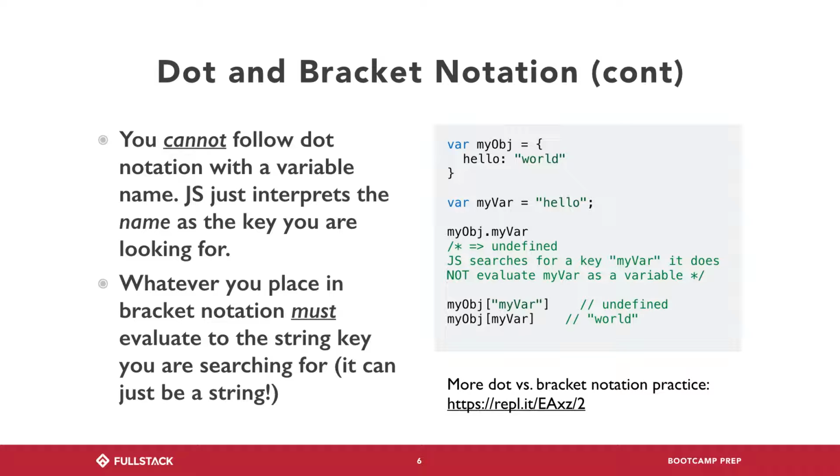And then similarly, whatever you put in the bracket, if you put a variable, if you put myVar in here, that's great. If you used dot notation, it's going to look for a key called myVar. If you look for myVar as a variable, which in this case is hello, then you'll get back world as a string. Okay. So just make sure that whatever you're doing inside the bracket, it eventually becomes what you need the key's name to be in string form.